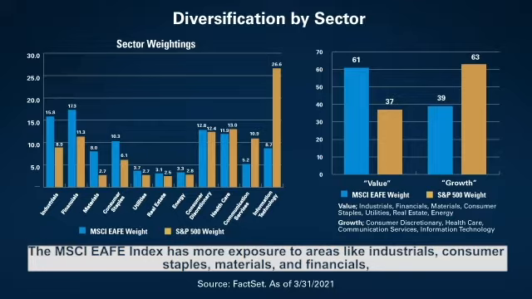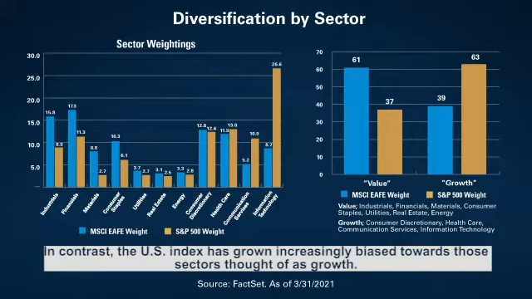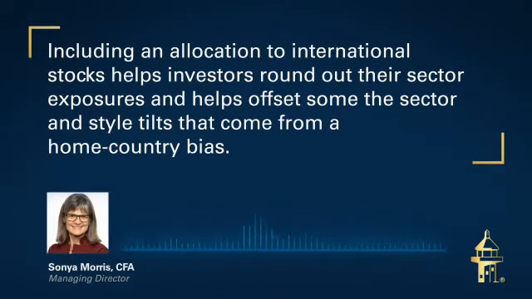The MSCI EAFE has more exposure to areas like industrials, consumer staples, materials, and financials, more cyclical areas of the economy that have been traditionally labeled as value, as shown on the right side of the slide. In contrast, the U.S. index has grown increasingly biased towards those sectors thought of as growth. So including an allocation to international stocks helps investors round out their sector exposures and helps offset some of the sector and style tilts that come from a home country bias.